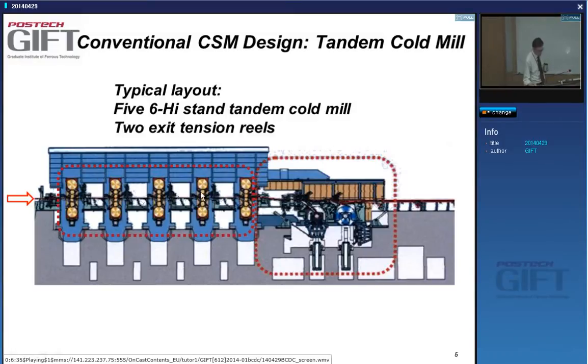So these are the stands. And then we usually have 2 coilers, yes? And these are what we call exit tension reels or exit tension coilers. So that means you can apply a tension on the exit strip. And you remember why we do this? It's because it has a big impact on the friction peak in rolling. Okay.